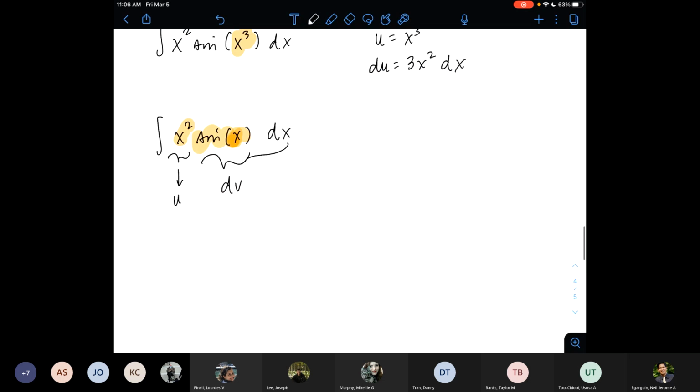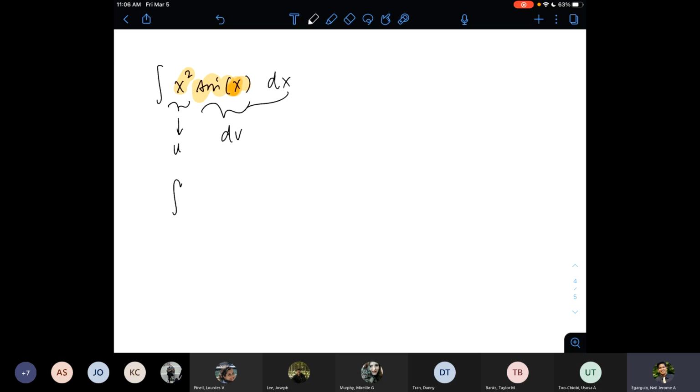Okay. And then I guess you also have sine of x squared dx. Here, if you try u substitution, your only candidate is to let u be equal to x squared. But if you do so, then du will be equal to 2x dx. But you obviously don't have a 2x dx in your integral, right? So that means u substitution will not work here.